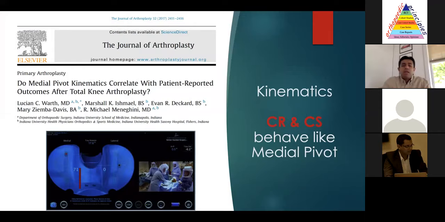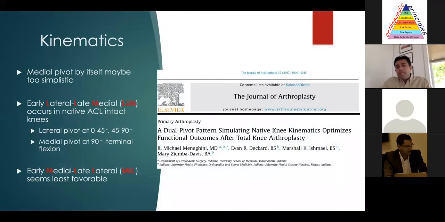Well, it turns out that both the cruciate retaining and cruciate substituting designs in total knees essentially end up behaving like a medial pivot. And he found that a medial pivot by itself may be too simplistic, and we can kind of correlate this with the native knee kinematics. There seems to be, in patients who have a native ACL which is intact, an early lateral and late medial pivoting. So between 0 degrees and 90 degrees, there seems to be lateral pivoting. And in 90 degrees to terminal flexion, there seems to be medial pivoting. So that seems to be normal. However, the opposite, which means early medial pivoting and late lateral pivoting, seems to be the least favorable.